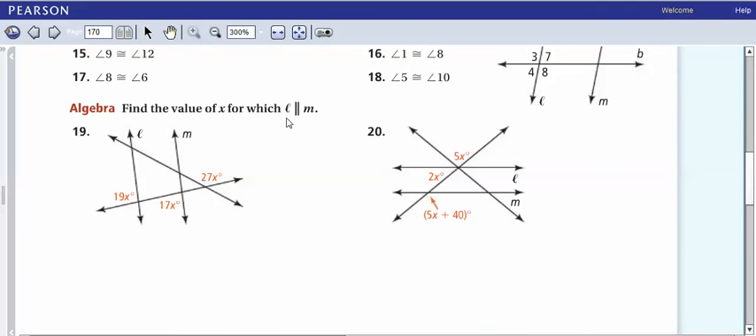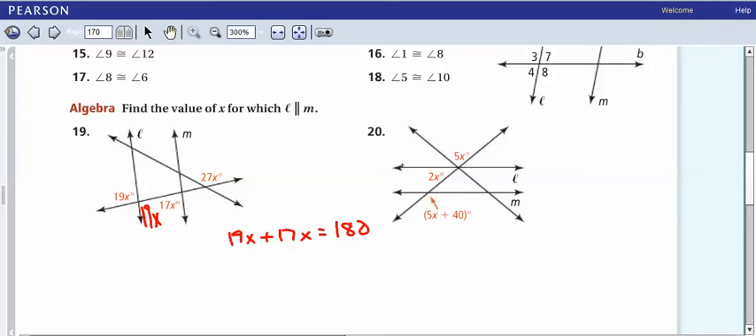Find the value of x so that L is parallel to M. If that's 19x, what is this? Because these are vertical, aren't they? All right, we're trying to get L parallel to M. So if this is 19x, then what does 19x plus 17x have to add up to? 180. If they're supplementary, aren't they same side interior? Yeah. And if they're supplementary, doesn't that mean that L is parallel to M? So solve for x. Okay? Making any sense?